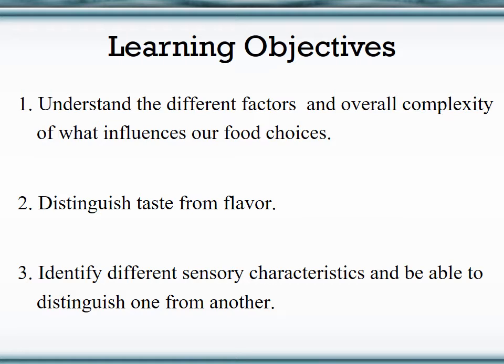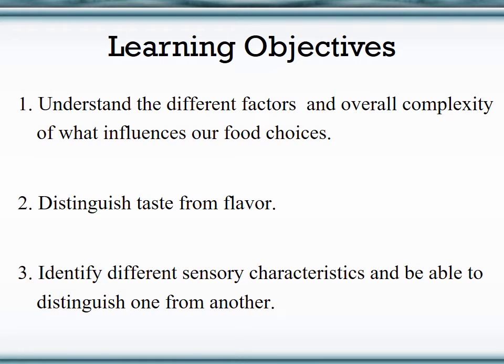For each of the chapters there's going to be a set of learning objectives that are designed to help you know what to focus on to have a better understanding of the chapter so that you do better on the test. Concepts are going to be incredibly important for you to do well in this class. Definitions, while those are going to be somewhat important, focus on the concepts. Understand the main picture that's going on in each of the chapters and you will do much better on the exams. So for this chapter, understand the different factors and overall complexity of what influences our food choices.